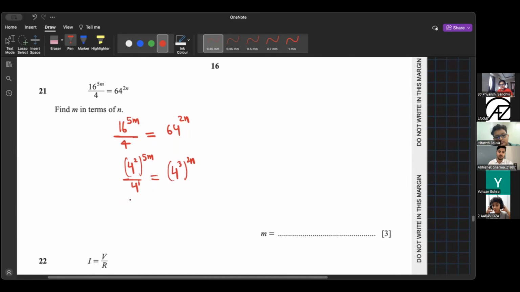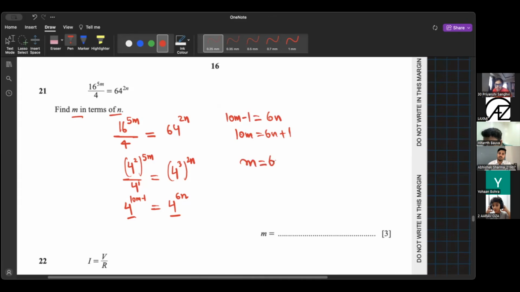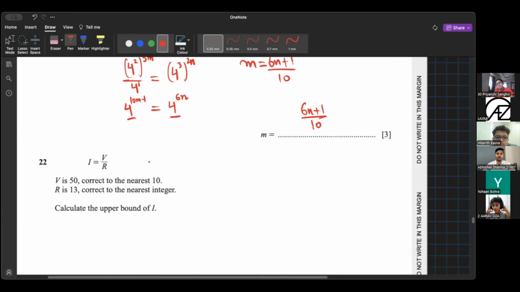So 4 square to the power of 5m divided by 4 equals 4 cubed to the power 2n. Then further we can write 4 raised to 2 into 5, which is 10m over 4, minus 1, which is equal to 4 raised to 6n. Now when the bases are equal, we can equate the exponents. 10m minus 1 is equal to 6n, and we have to make m the subject in terms of n. 10m equals 6n plus 1. M is equal to 6n plus 1 upon 10, and that's the answer. Clear? Yes, sir.